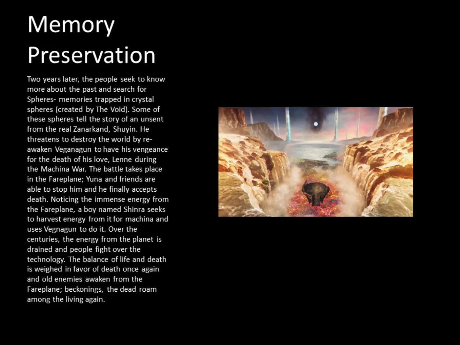Noticing an immense energy from the Farplane, a boy named Shinra seeks to harvest this energy for Machina and uses his Vegnagun to do it. Over the centuries, the energy from the planet is drained and the people fight over the technology. The balance of life and death is tilted in favor of death once again, and old enemies awaken from the Farplane. This is known as the Unsent Beckonings, in which the dead roam among the living.